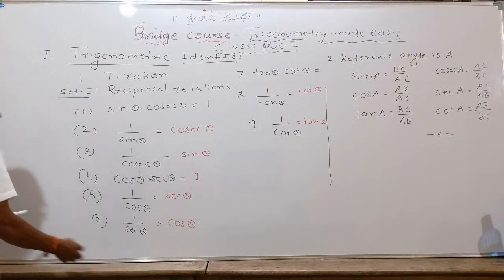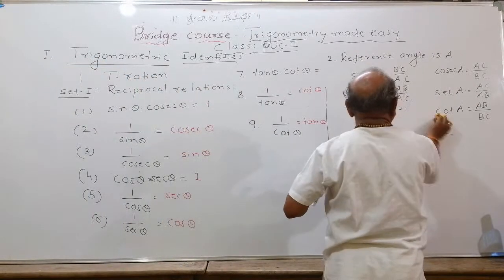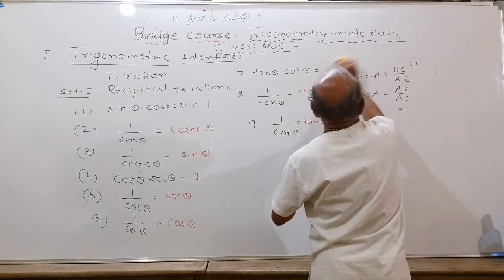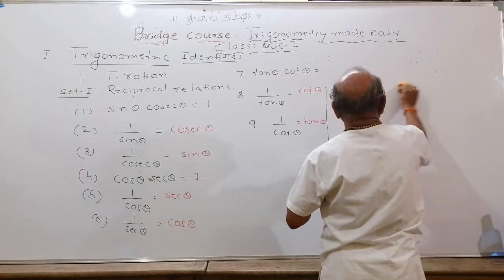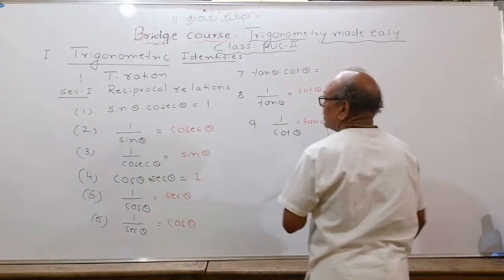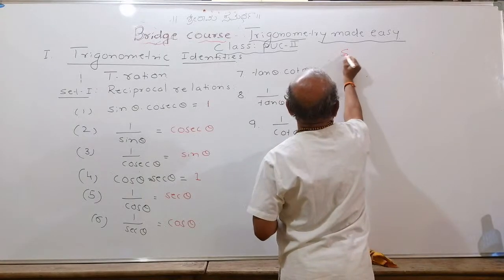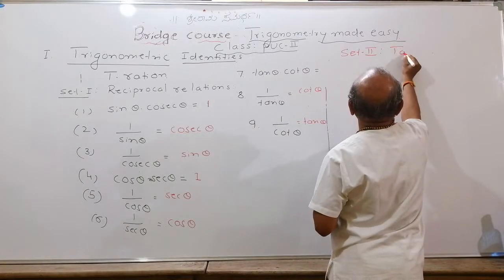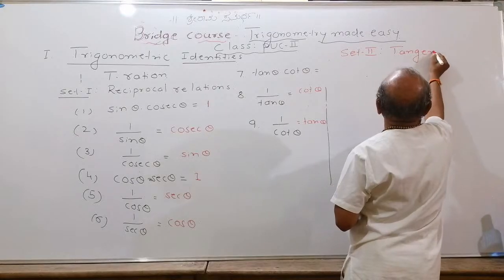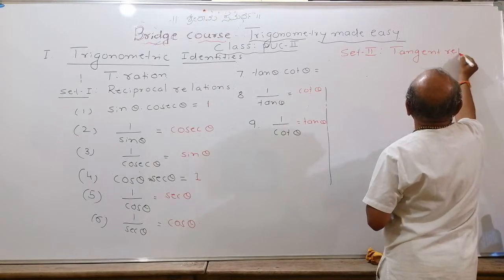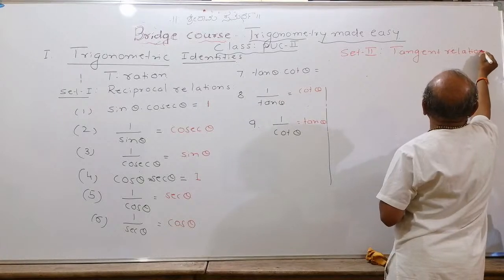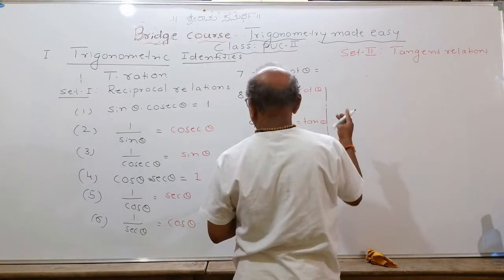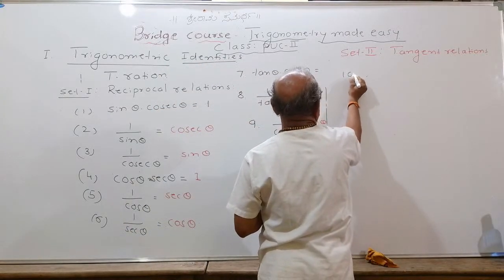So let us move on to the second set of relations, tangent relations. What are tangent relations? Tan theta in terms of sin theta and cos theta. How do you write it? You studied in the first year. That is set 2. Set 2 is the tangent relations. There are 2 tangent relations basically. One is formula number 10. You can give the number to the formula.